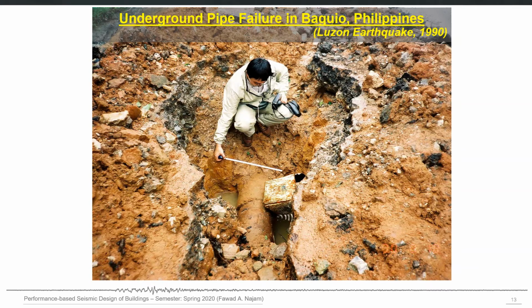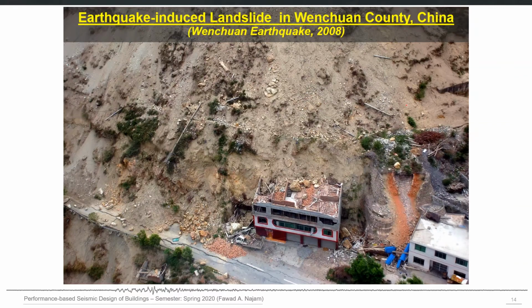The underground pipe failures, that is also one of the hazards caused by the earthquake events. This is the example from Luzon earthquake in Philippines 1990. The whole underground structure, the pipe system, has failed, and because of that you can just imagine what are the consequences of that. The water system or water supply system may fail in such cases. Another earthquake induced hazard is the landslide, earthquake triggered landslides.